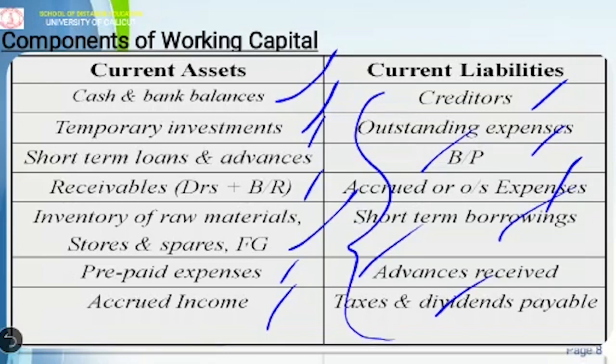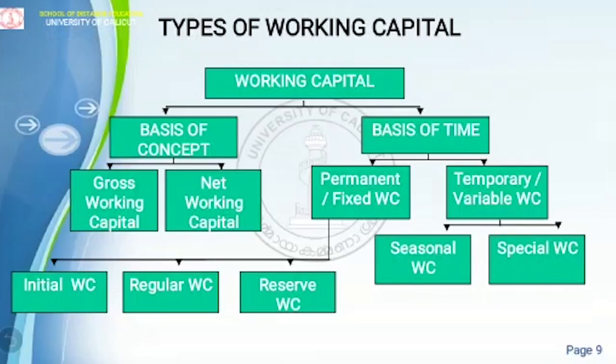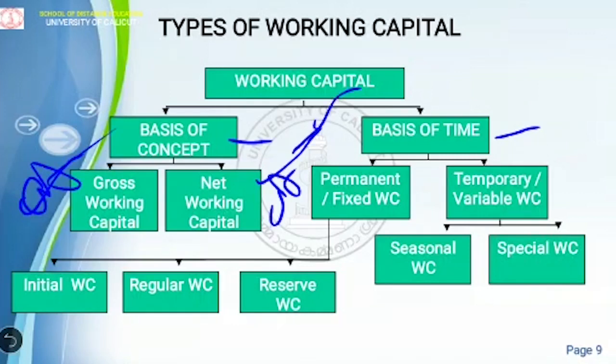Then current liabilities include creditors, outstanding expenses, bills payable, accrued or outstanding expenses, short term borrowings, advances received, taxes, dividend payable, etc. These are the short term liabilities of the organization. So these are the components of working capital, that is current assets and current liabilities.